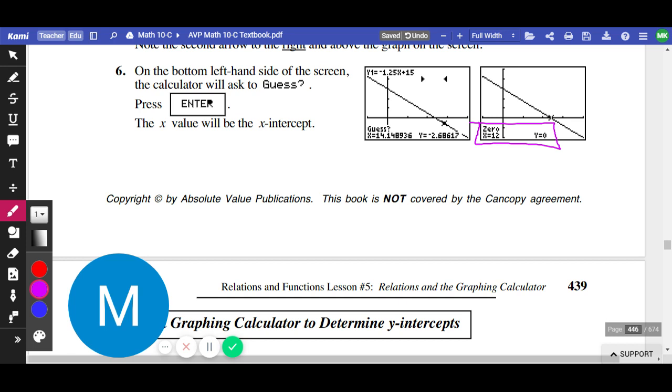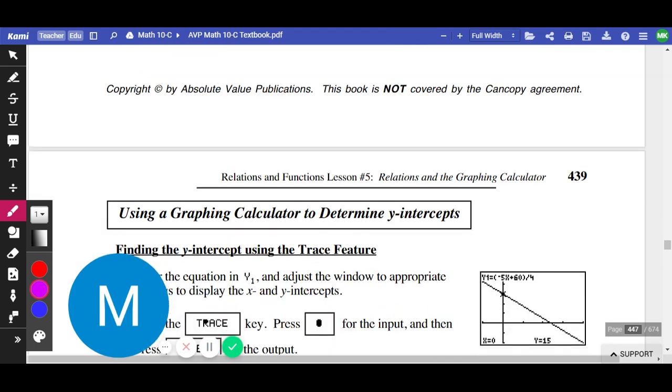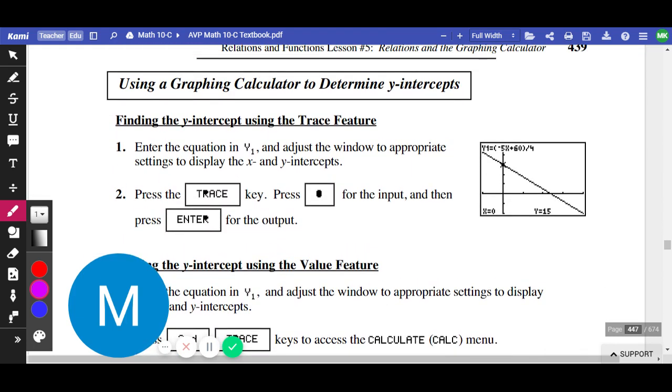Okay, so that's second trace, the zero function. Left bound, right bound, enter, enter. Not too bad, hey? That's one of the harder ones we do as well. Finding your y-intercept is really easy if you just remember a trick. All right, so let's look down here for y-intercept, the next page.